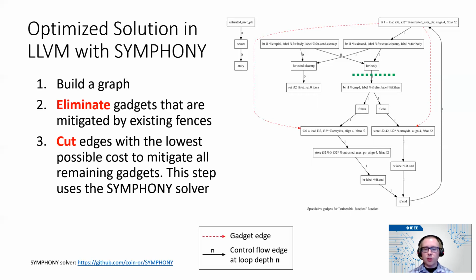So for this, we use the open source Symphony solver, which has the Eclipse public license. The solver returns the bit vector containing the minimum multi-cut. And then we again use LLVM to optimally insert fences into the intermediate representation. These are eventually emitted in the final binary.